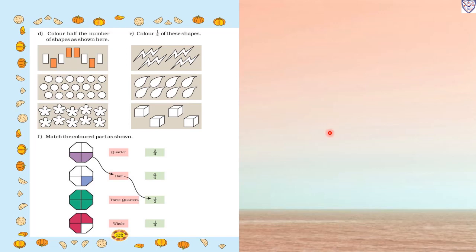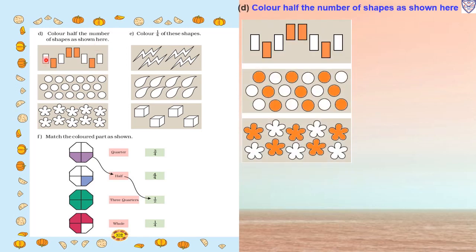Now page number 102 D. Color the number of shapes as shown here. So first one they have shown, total how many shapes are there? 1, 2, 3, 4, 5, 6, 7, 8. So 8 are there. So half means 4. So we will color only 4.